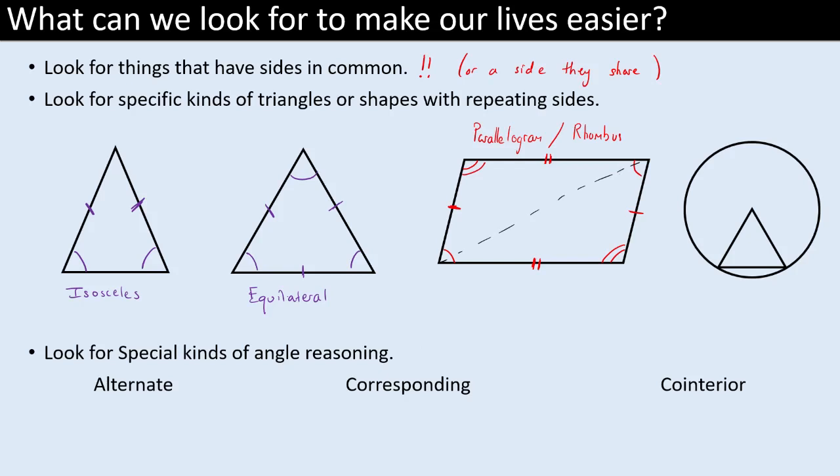Okay, sorry about that. We've even got a side in the middle that they would both then share. So you've got suddenly lots of different options, and that's just from knowing the different angle and side properties in a parallelogram or a rhombus.